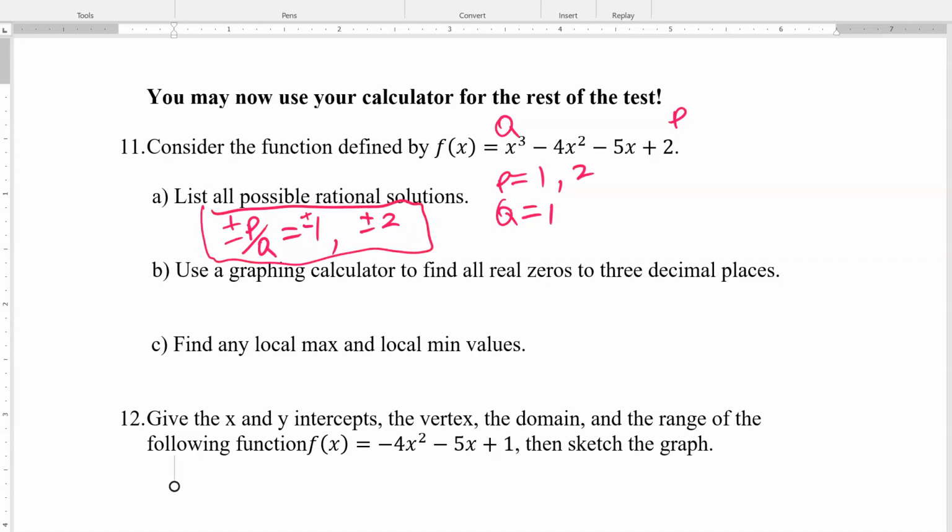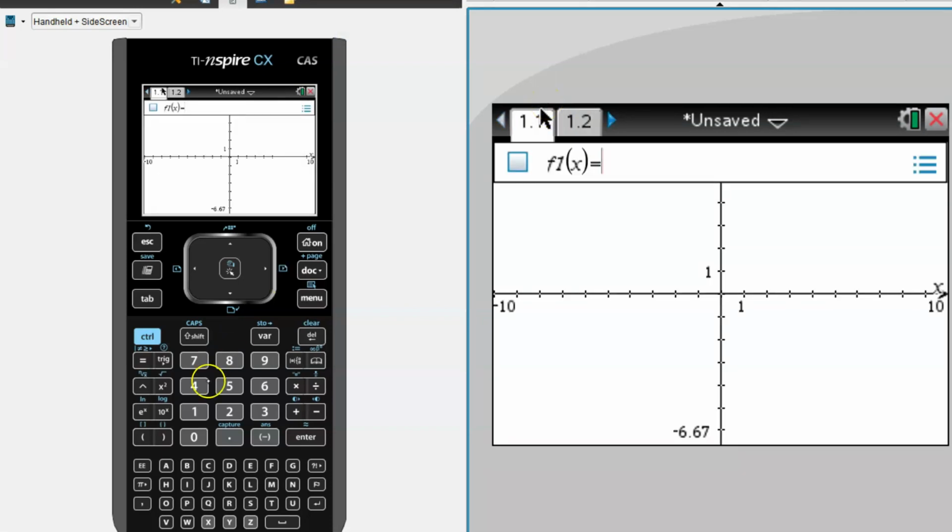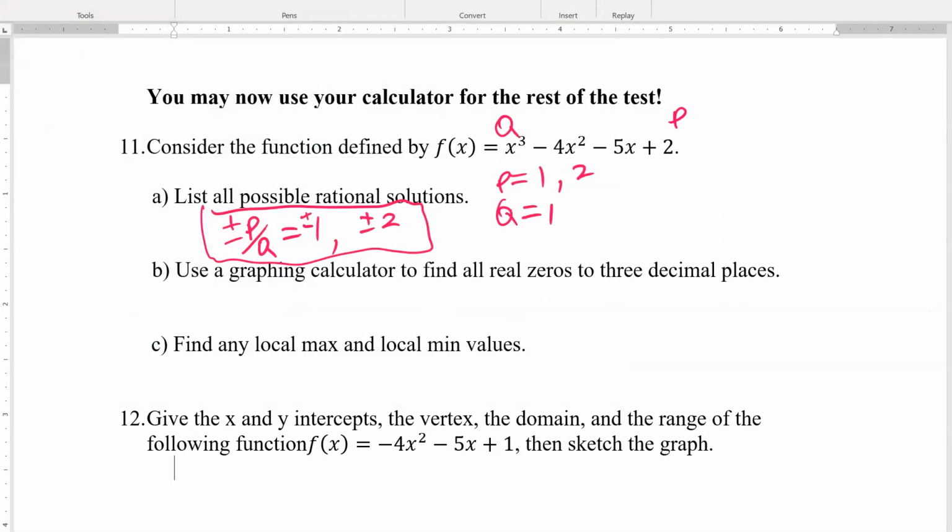From here, I'm going to find the real zeros using the calculator. So x cubed minus 4x squared, minus 5x plus 2.